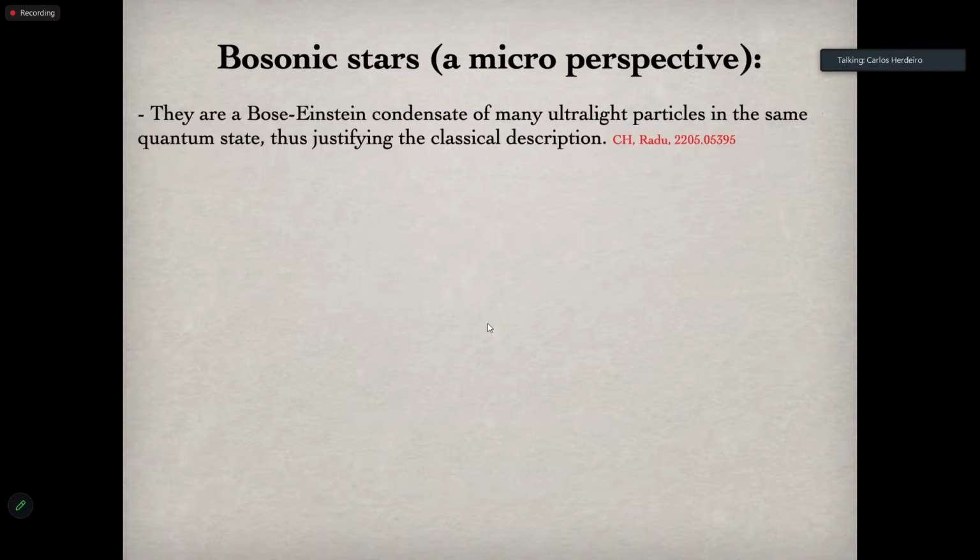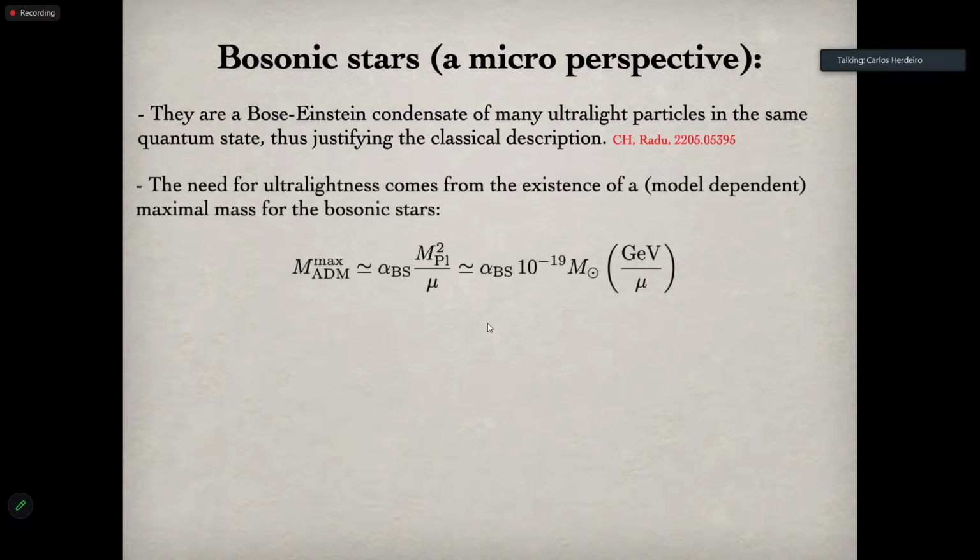One can also give bosonic stars a more microscopic perspective. They are often described as a Bose-Einstein condensate of many ultralight particles in the same quantum state, therefore justifying the classical description, meaning you are dealing with a system that the typical action is much, much larger than h bar. The need for ultralightness comes from the existence of a model-dependent maximal mass that I've just mentioned in the previous slide for these bosonic stars.